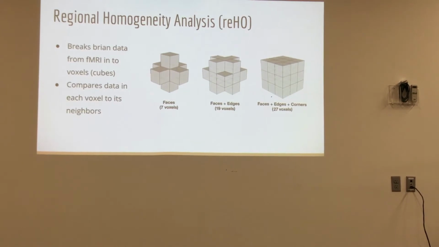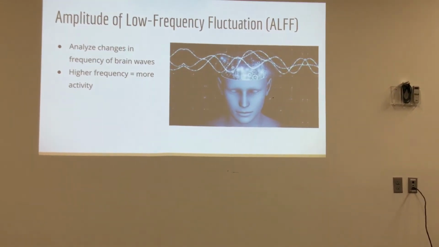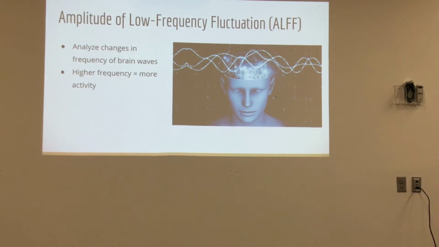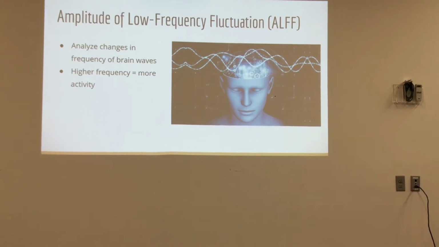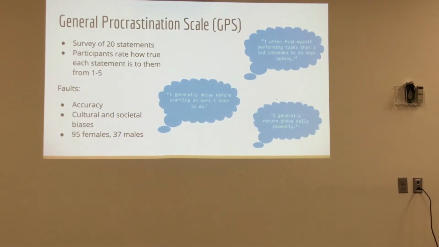The third piece of technology used in this paper is the amplitude of low frequency fluctuation, or the ALFF for short. This again shows what parts of the brain are more active than others, but this time it does it by analyzing changes in the brain wave frequencies. A higher frequency means a more active part of the brain. Okay, so that's all the technology they use.